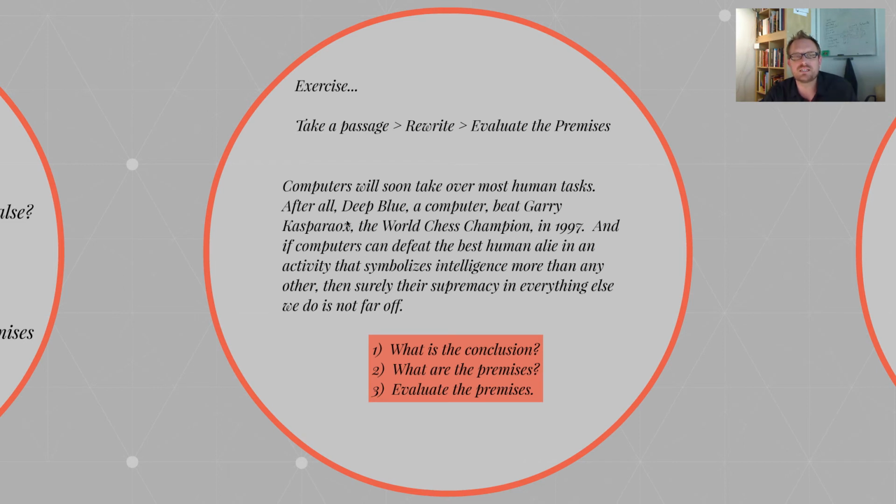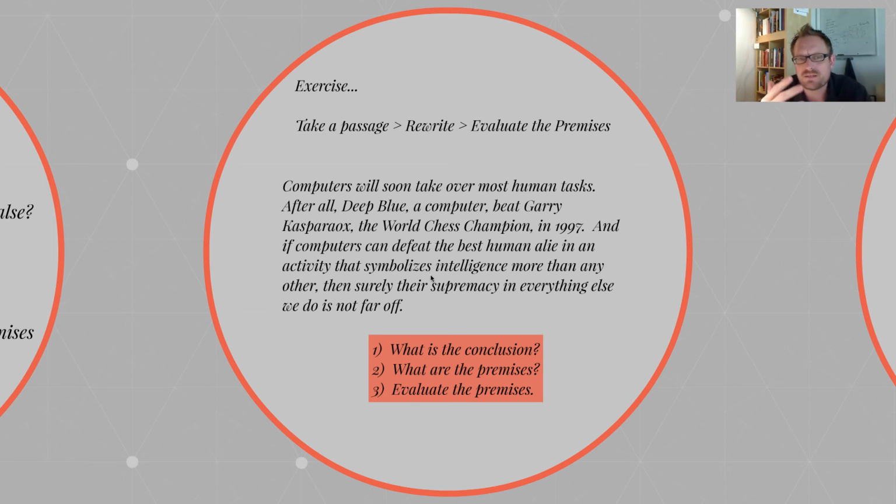Now, let's take a look at the premises here, and I think that there's really sort of two key premises. The first one is the Deep Blue premise. After all, Deep Blue, a computer, beat Garry Kasparov. That's true. I actually watched the game back in the day on TV. Sounds dorky, I know. The world chess champion. So that's a pretty big feat. So it means that computers certainly can take over some human tasks. But in this case, the only task is chess, playing a game. Now, here, the second premise is meant to support this idea by saying that, well, chess is an activity that symbolizes great intelligence more than any others.